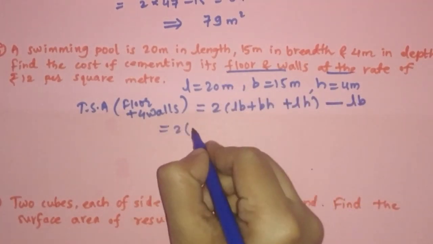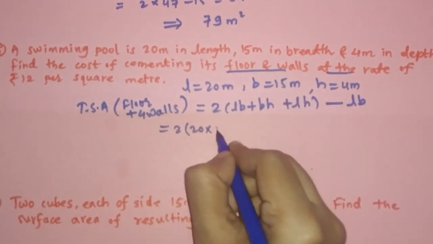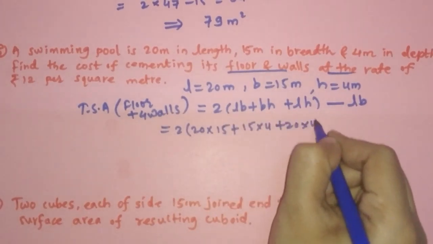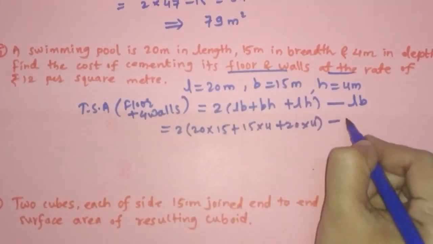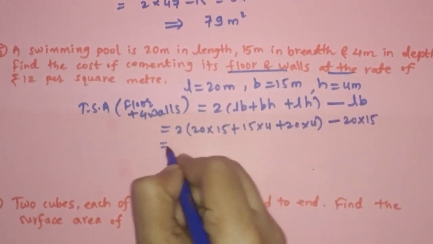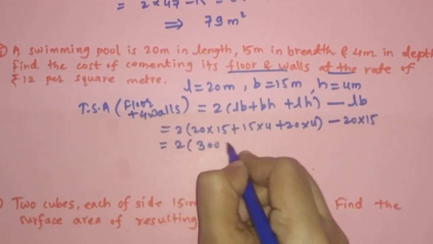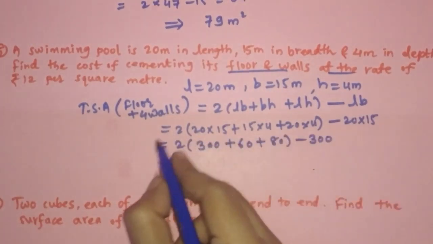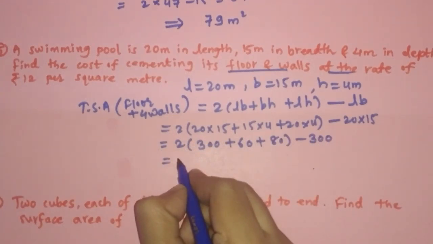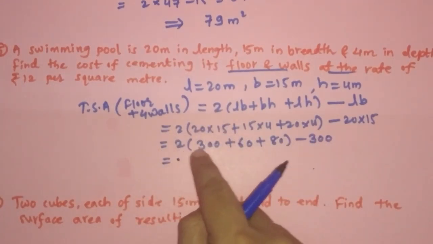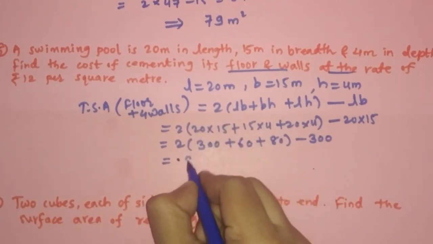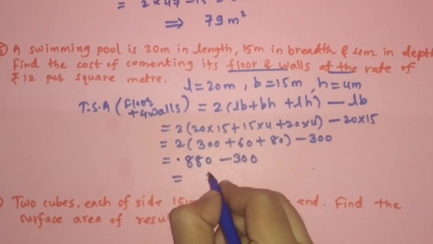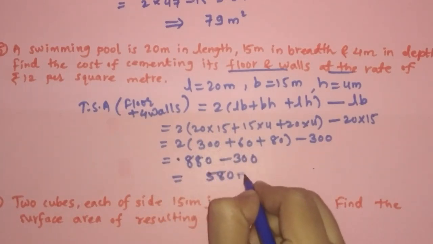So we'll keep the values: 20 multiplied by breadth, which is 15, plus 15 into 4 plus 20 into 4, minus length into breadth, which is 20 into 15. Now friends, we'll do the calculation part here. If you do all these additions, afterwards you'll get 880 minus 300, which is nothing but 580 meters square.